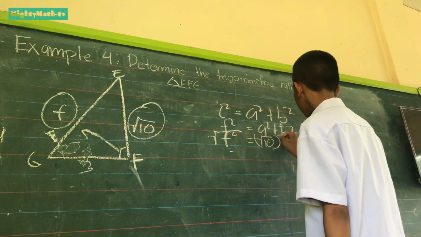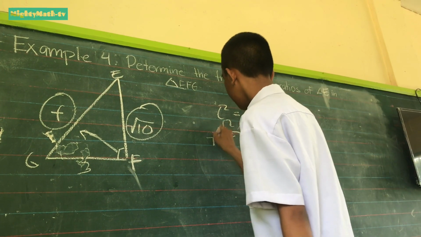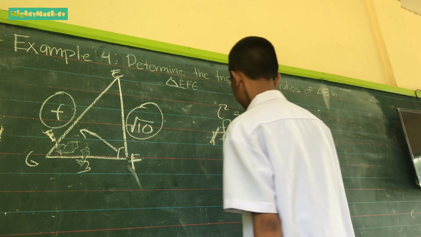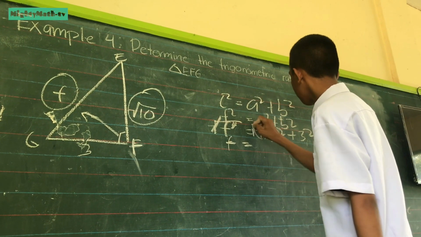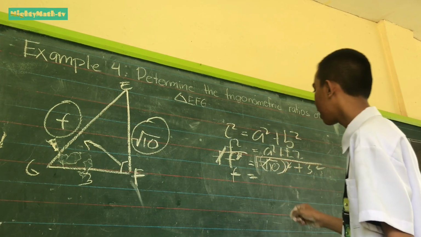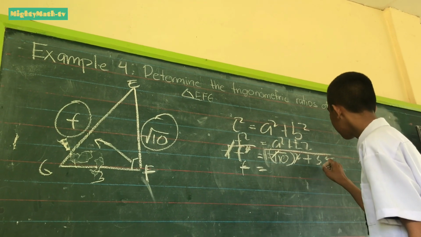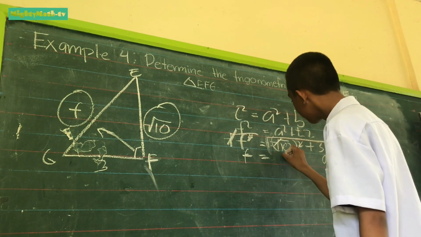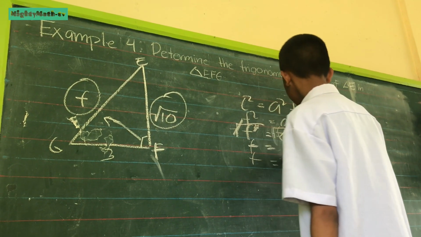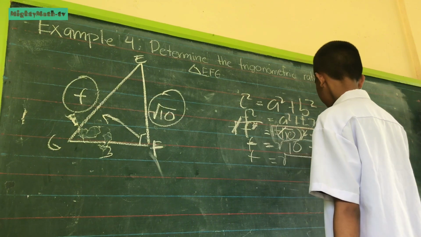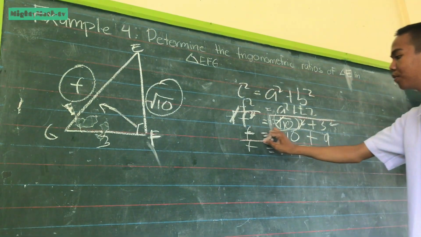Then plus 3 squared. So eliminate the radical sign. We're left with f is equal to, eliminate the radical sign for 10 and let's square the 3. It's 9, 10, and 10. So f is equal to the square root of 19. And that's our answer for the missing value of f.